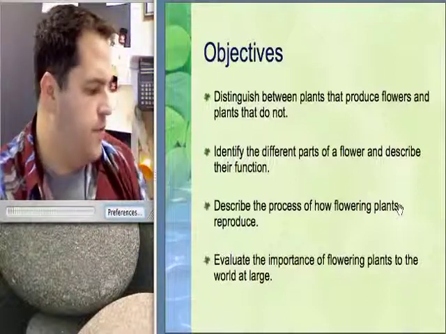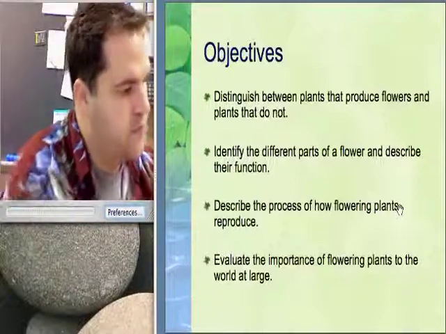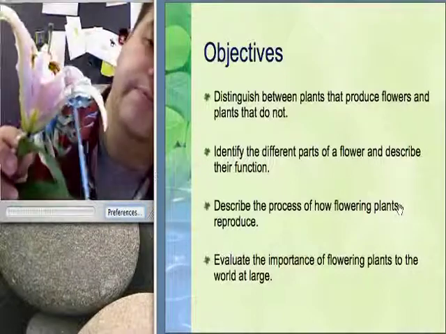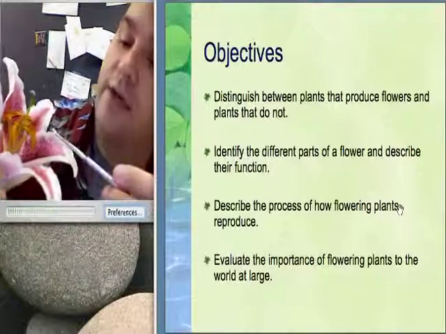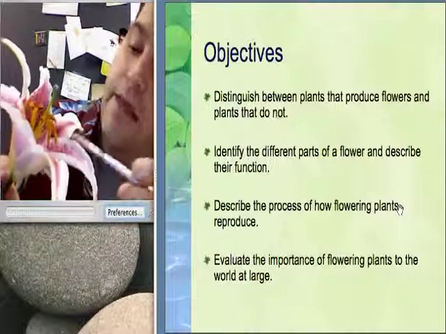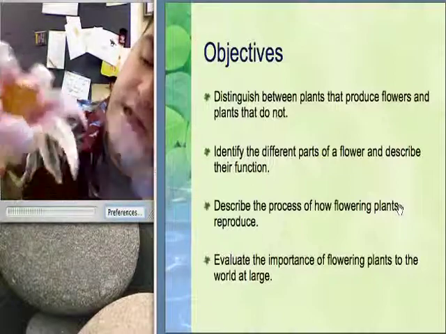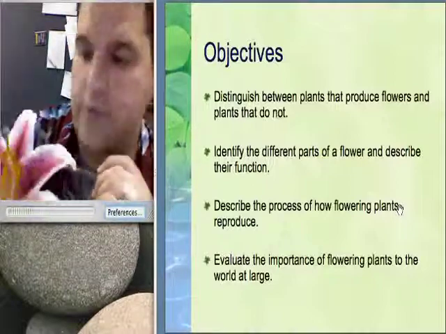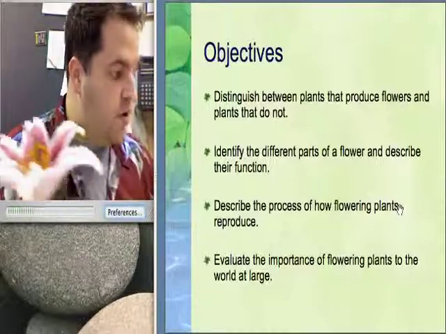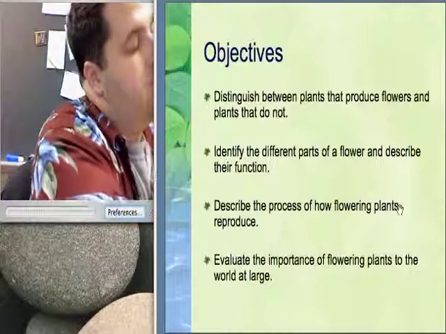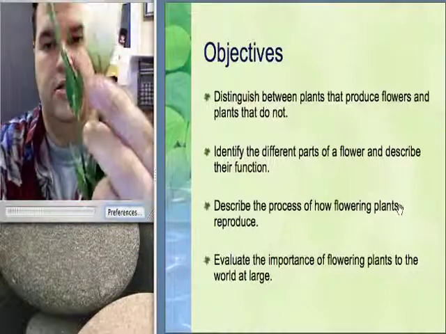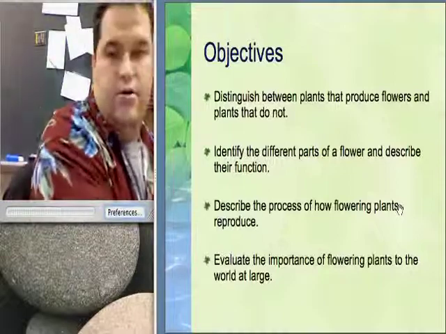Now, let's talk about the different parts of a flower. Right? We have the petals. For the male, we have the filament and the anther, which make up the stamen. We have the style, the stigma, and the ovary, which make up the pistil. And those are the female reproductive structures. And in some flowers, we have those small protective structures on the outside of the flower called sepals. All right? So those are that.